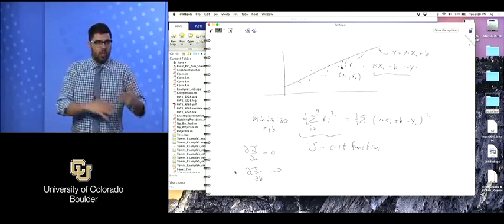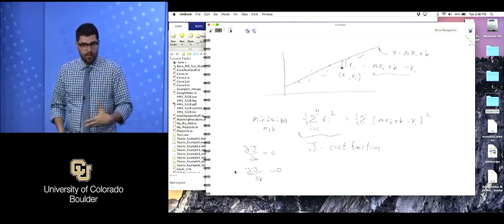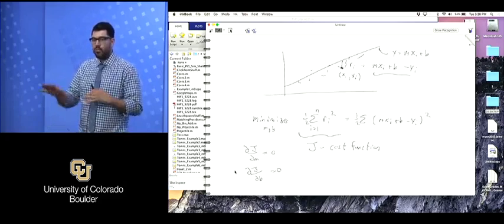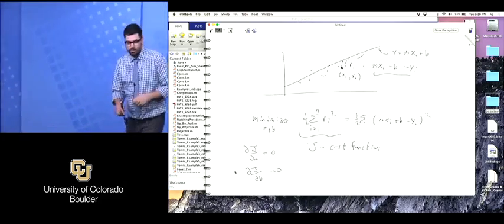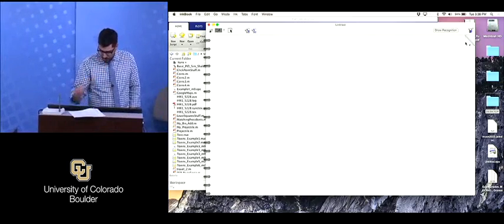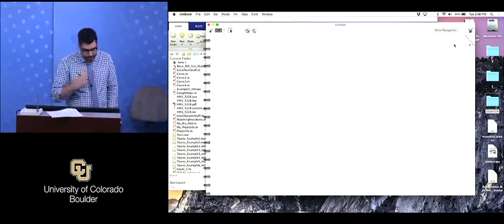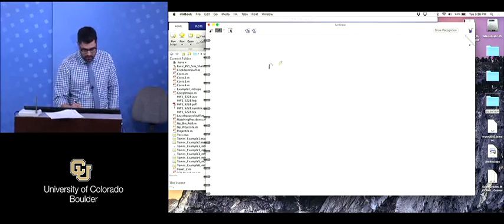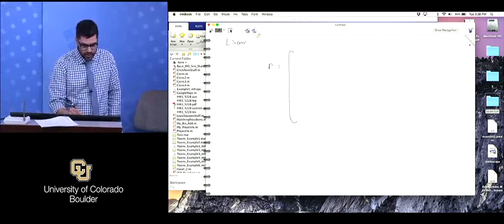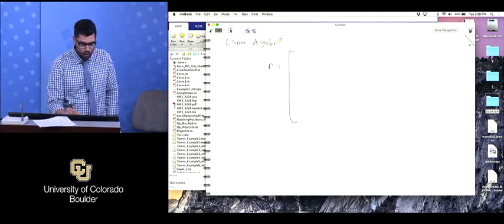So that's one way to look at it. But I want to look at it from a linear algebra perspective, not an element-by-element perspective. So let's put this into linear algebra form. Okay, so let's talk about the residuals. So the residuals, if I put it into a matrix, in linear algebra form.